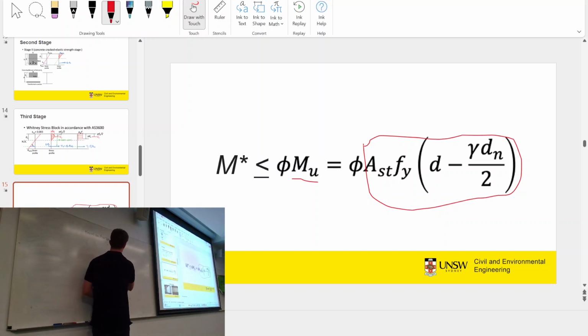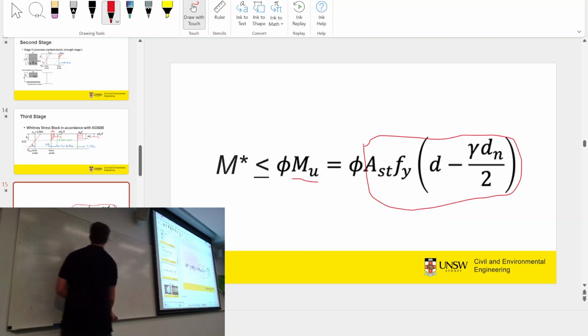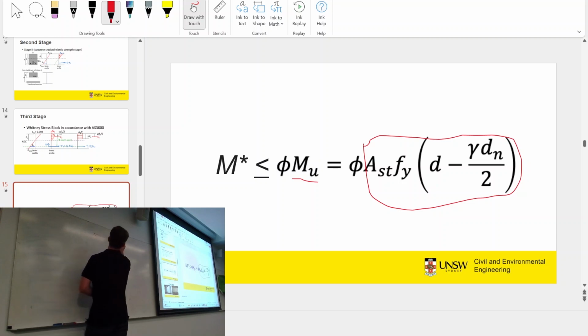When you take your beam, oh yeah. I think I really got that.